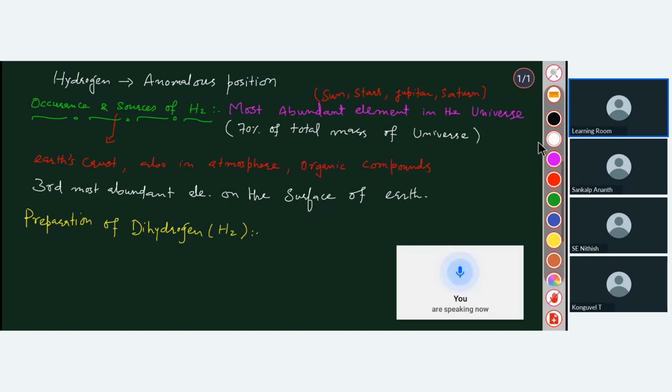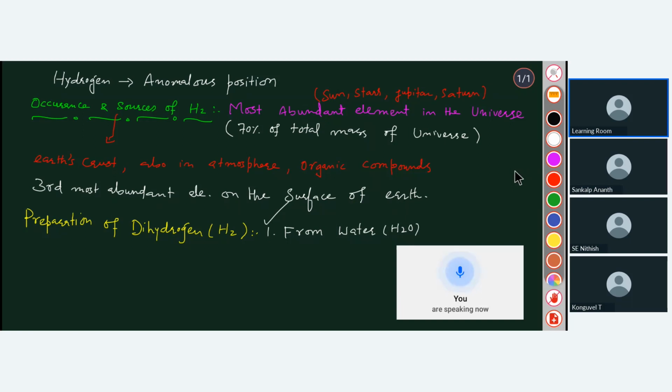So if we talk of its preparation, the first preparation is simply from water. This is a very important preparation, and questions are asked from this one. We can prepare hydrogen from water, because we know that water is H2O. There is hydrogen in this water, so we can prepare hydrogen from it. Let's see how to prepare it. It is simply by reacting metal with water.